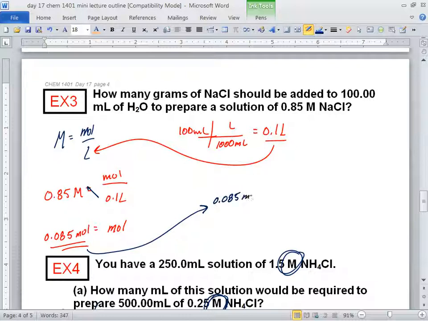I've got 58.6, 0.43 grams in a mole. About 4.97.